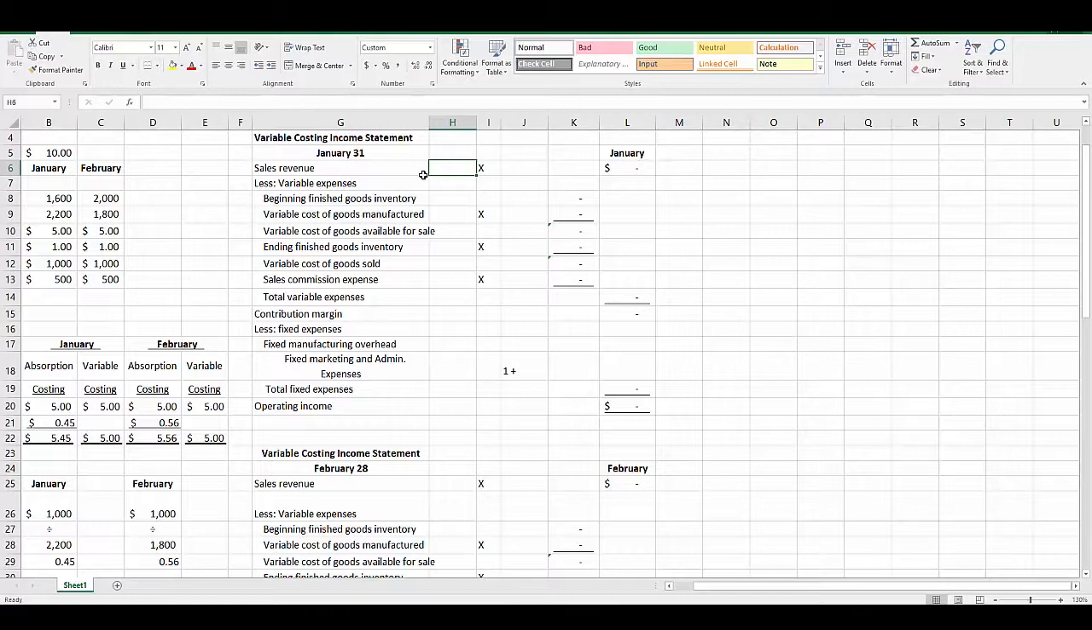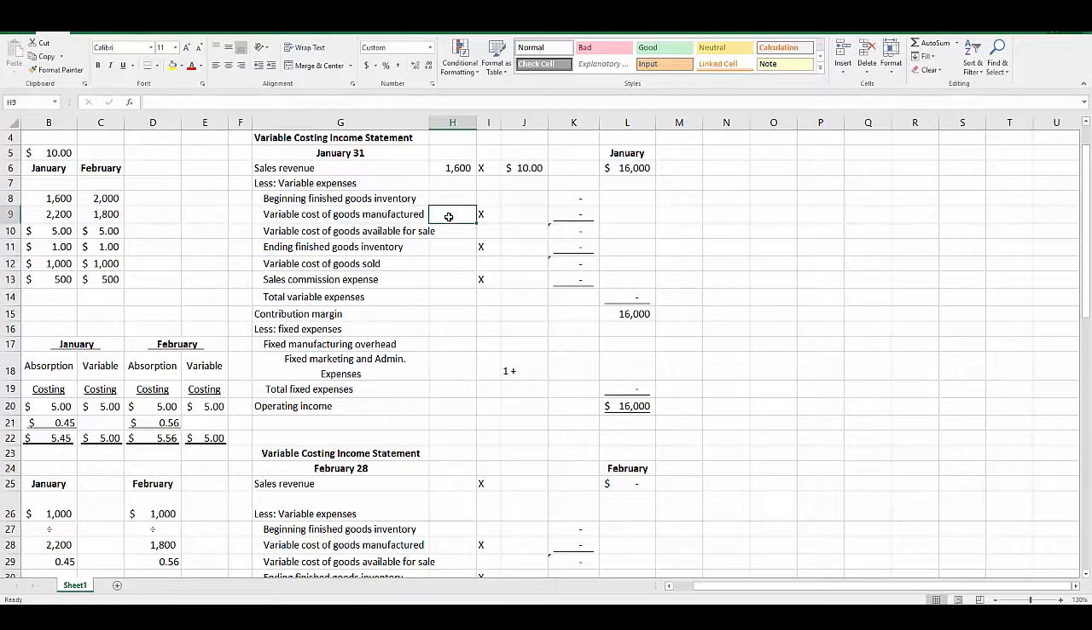And our sales revenue, first of all, we know we have sold 1,600 units, and the selling price per unit is $10, so that's 16,000. Now what we want to do here is calculate the variable cost of goods sold. So we start off with beginning inventory. Now in this particular example, we are not given any information about beginning inventory, so we assume it's 0. So maybe they're just starting operations for the first time. That could be. But anyway, there's no beginning finished goods.